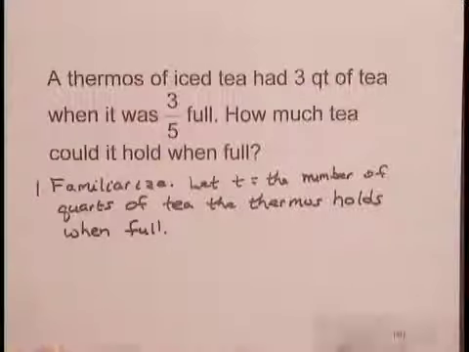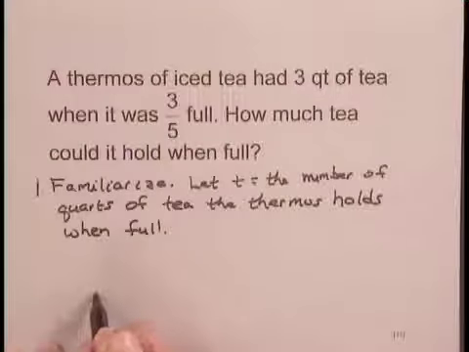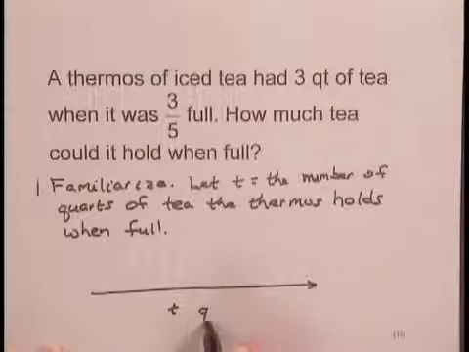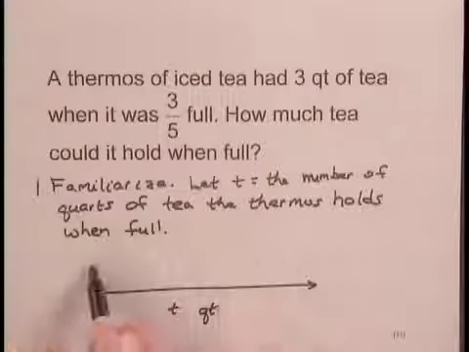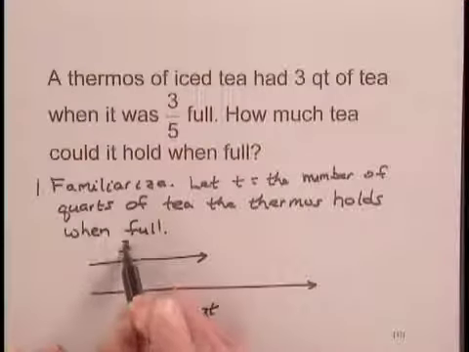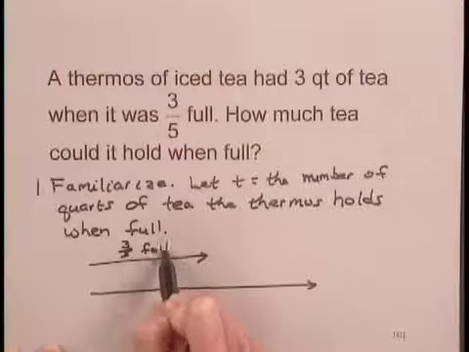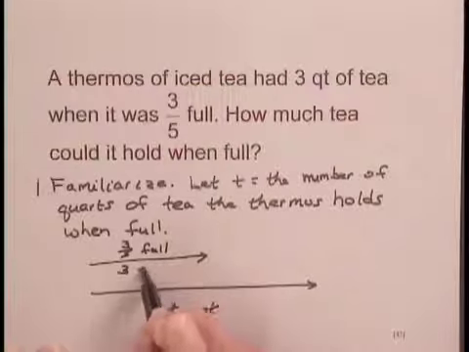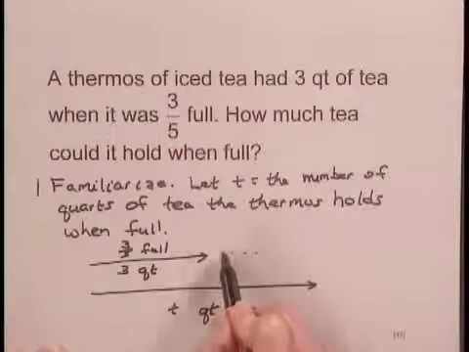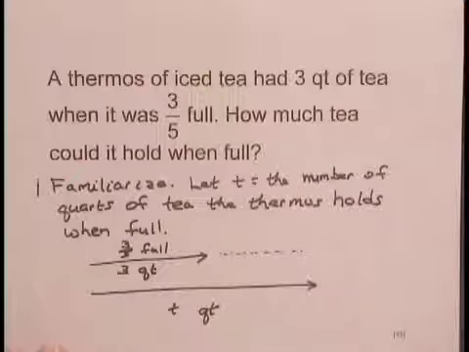And we could make a little drawing to visualize the situation. If the thermos holds T quarts when it's full, and it's 3/5 full, and that is 3 quarts, the situation looks something like this, and what's left over here is the part of the thermos that isn't filled up. Now let's translate this to an equation.